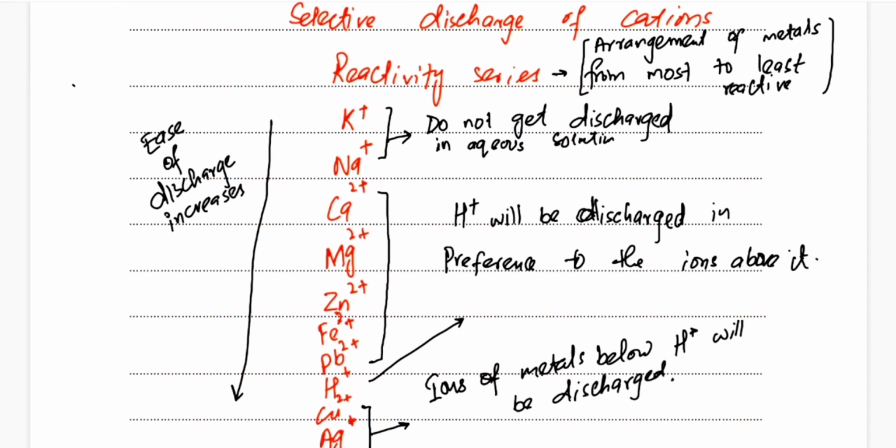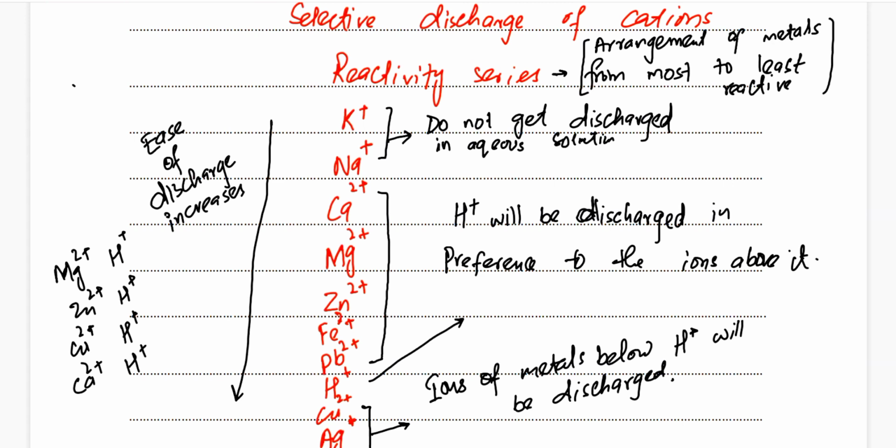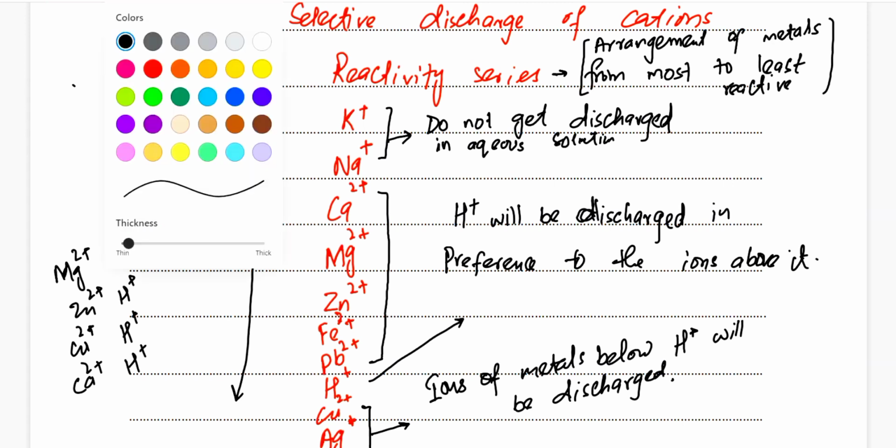I'm writing here shortly. You have to identify. We have magnesium and then hydrogen. Okay, we have zinc, then we have hydrogen. We have copper, then we have hydrogen. We have simply calcium, and the second is hydrogen. So, which one of them will be selected?